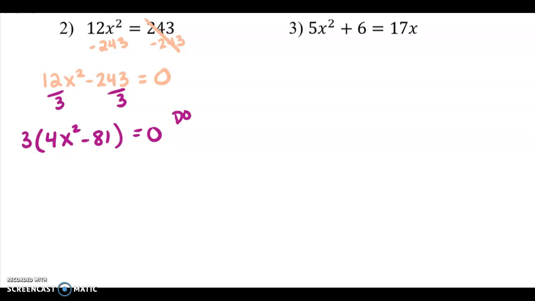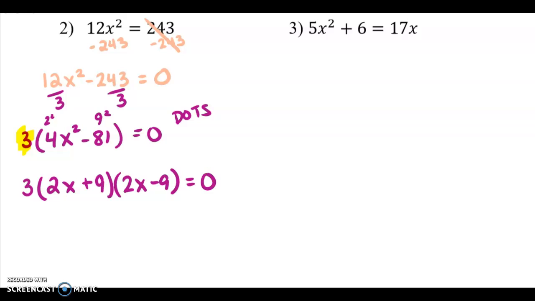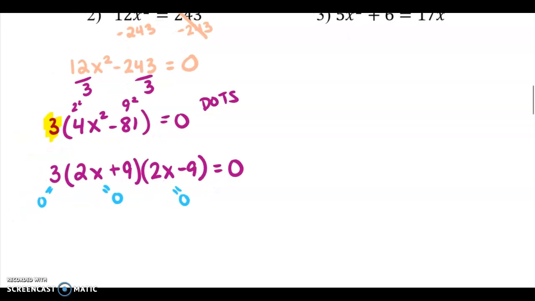This is a difference of 2 squares. I've got 2 being squared and I have 9 being squared. So leave the 3 on the outside because that's our GCF. 2x minus 9 and 2x plus 9 equals 0. Then I have to set my factors equal to 0. The GCF doesn't give me anything, so that kind of cancels.